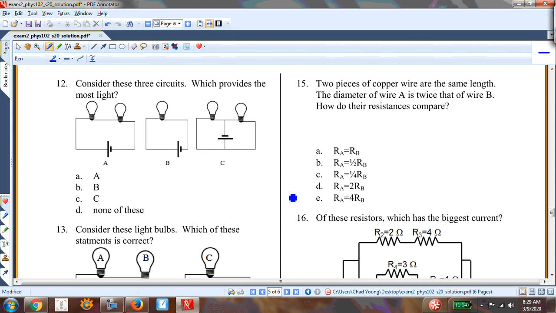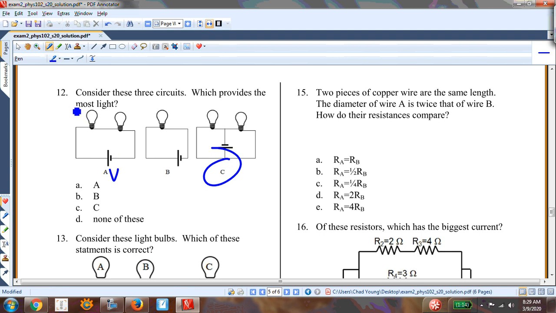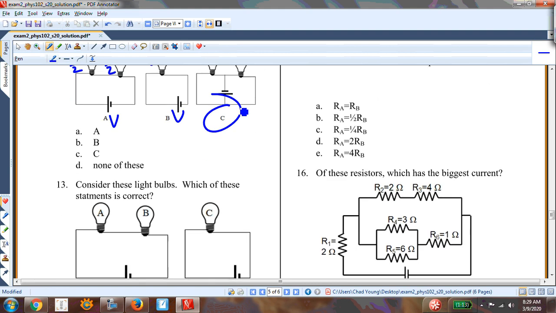Which provides the most light here? C is going to provide the most light because whatever voltage I have here, I get V over 2, V over 2. If I have that same voltage here, I just get V there. So this bulb is 4 times as bright as these bulbs. And here I get V and V, so I get twice the light I'd get for B.